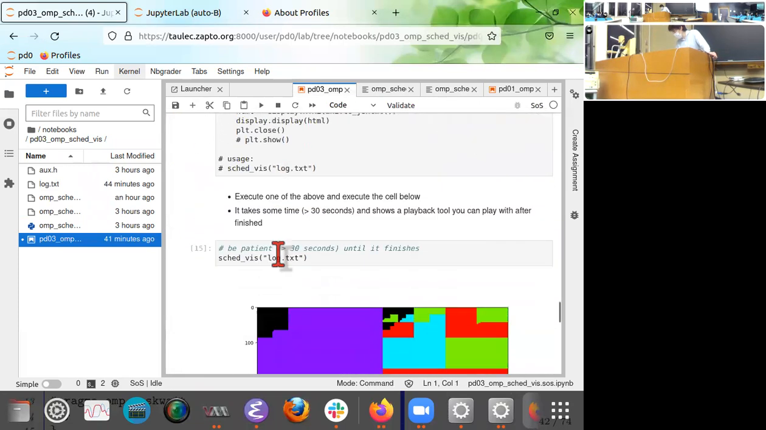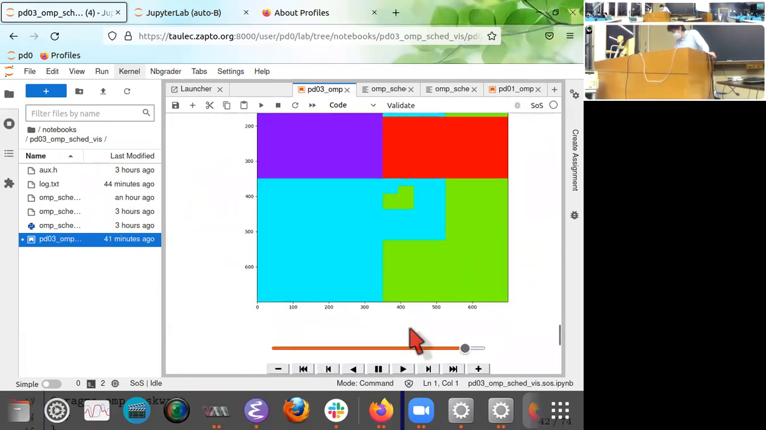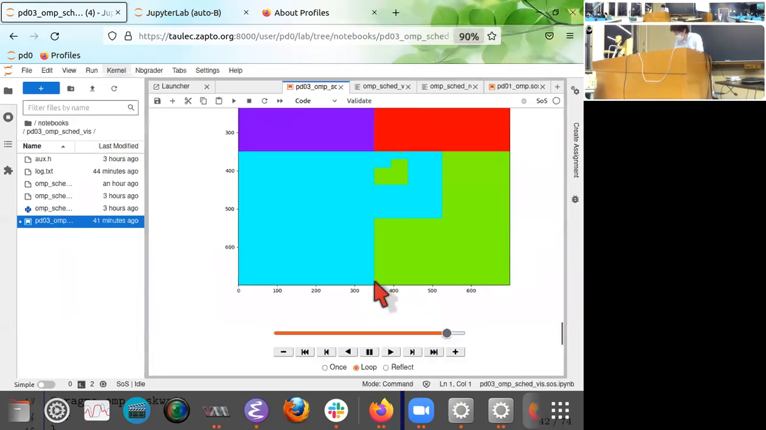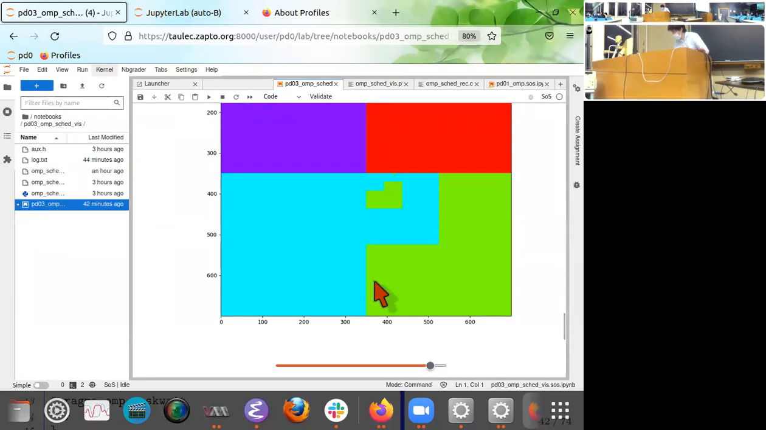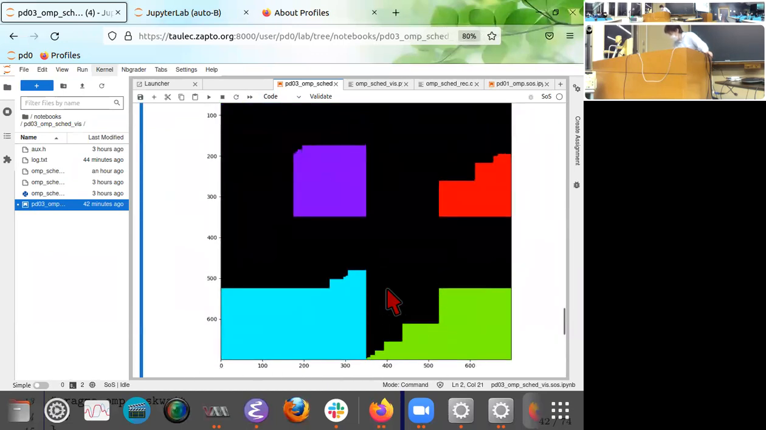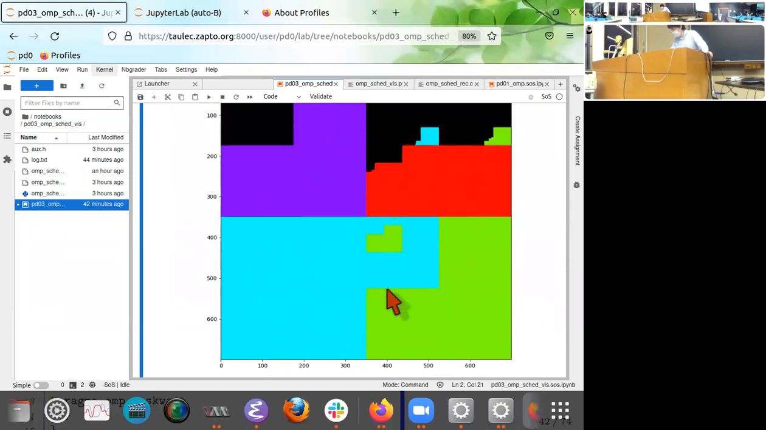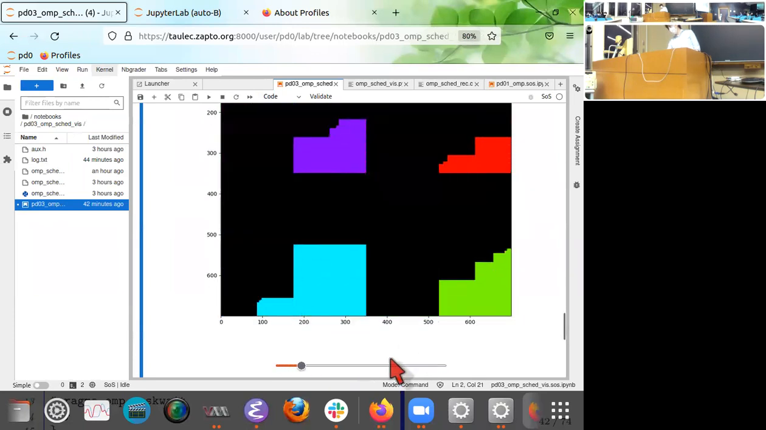And here's the visualization. So you can do exactly the same thing by yourself. Let me shrink it a little bit. So let me play this. So this is something that happens with this scheduling strategy. So let me pause it.